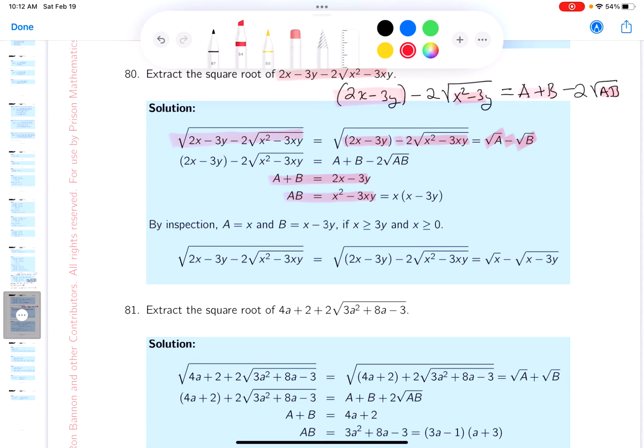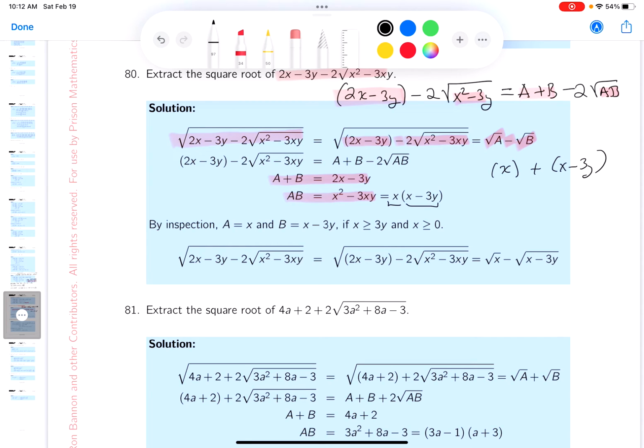Here comes the trouble. I really do mean a trouble. One is to get a factorization of AB such that the factors of AB would add up to 2x minus 3y. Well, I'm just going to give it a try. I said, oh, x comes out, and you get x times x minus 3y. The question is, what's the sum of those two factors? Let's write this down. So it's going to be x plus x minus 3y. And what would that give you? That would give you 2x minus 3y. So now I know it. It's these two guys over here.